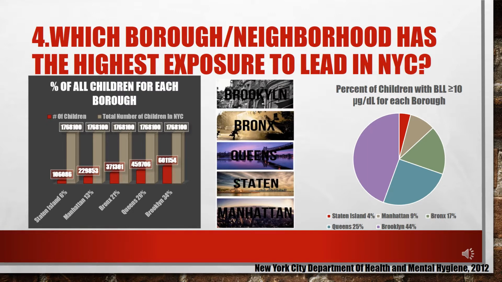We now take a closer look at New York City by looking at each of the 5 boroughs. The graph to the left shows the number of children each borough has and how much that represents of the total number of children in New York City. As you can see, Brooklyn has the most children at 601,154 children, which represents about 34% of all kids in New York City.